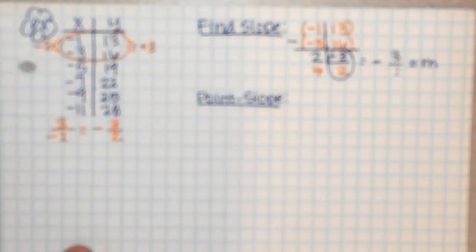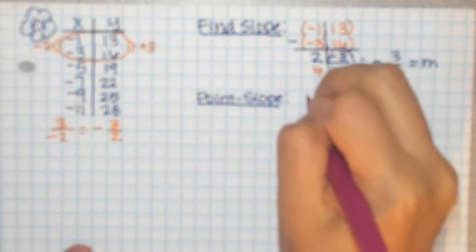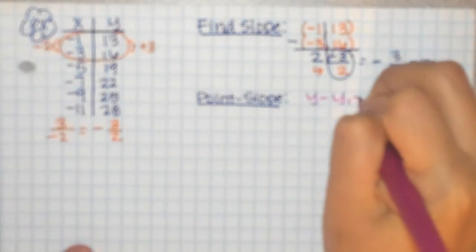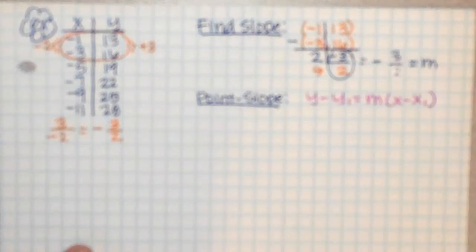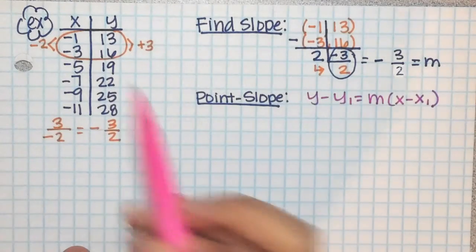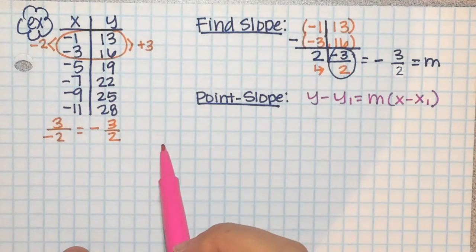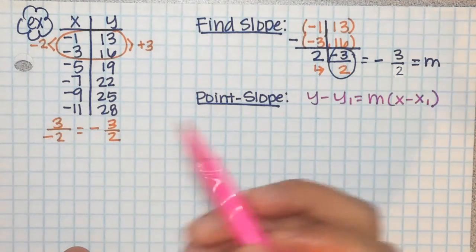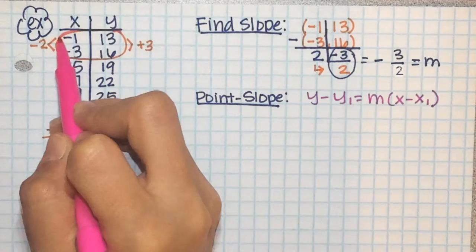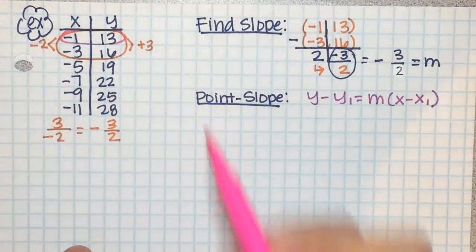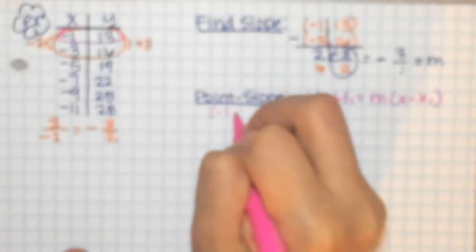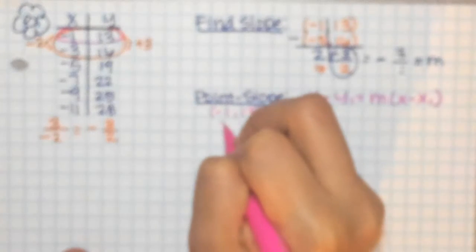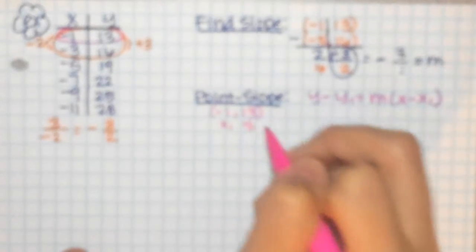All right, so point slope again is y minus y1 equals m(x minus x1). And we are going to choose any point on my table that's relatively easy to work with. This one is probably going to be the easiest, I think, because it has the smallest numbers. So I'm just going to write that over here to know that's the one I'm working with. That's my x1, y1.